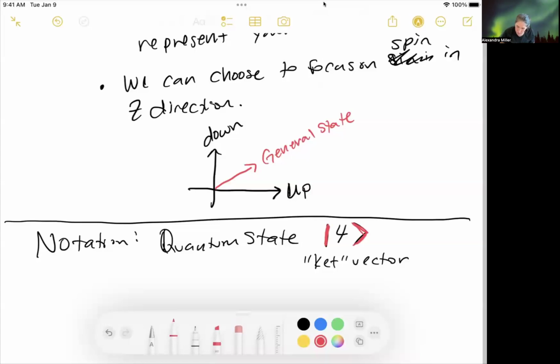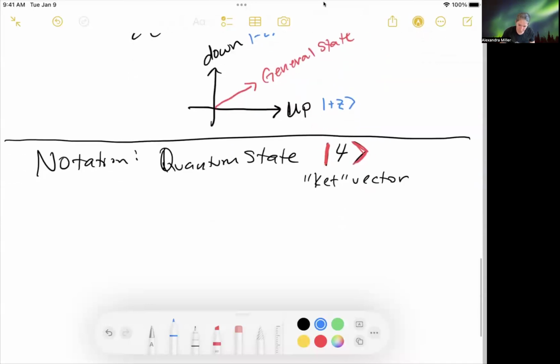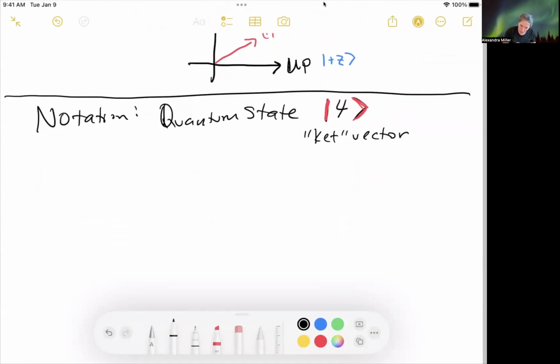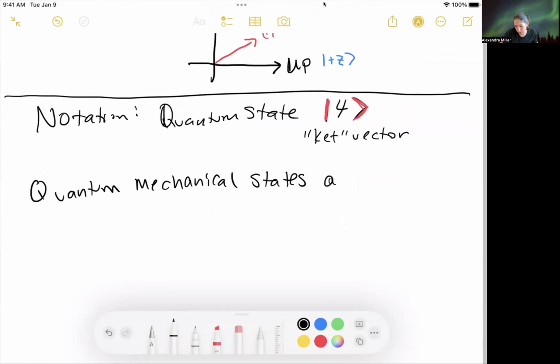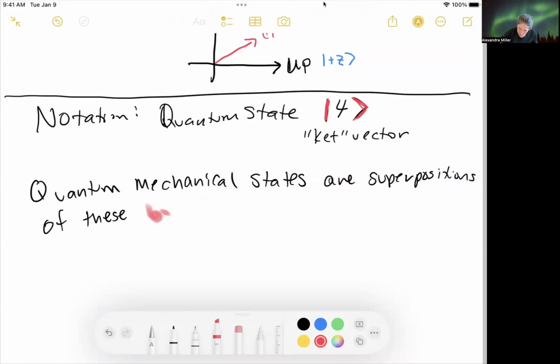So back to our example we were just working on. My general state, I would normally write as psi. Then we can consider our basis states, which we'll talk more about in a second: up, which I would write as plus z, and down, which I might write as minus z. And these are our two axes. A general quantum mechanical state is a superposition of these two. So quantum mechanical states in general are superpositions of these basis states.